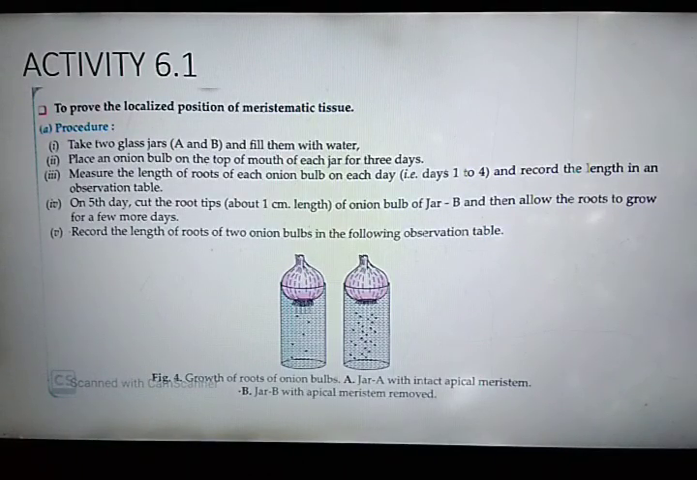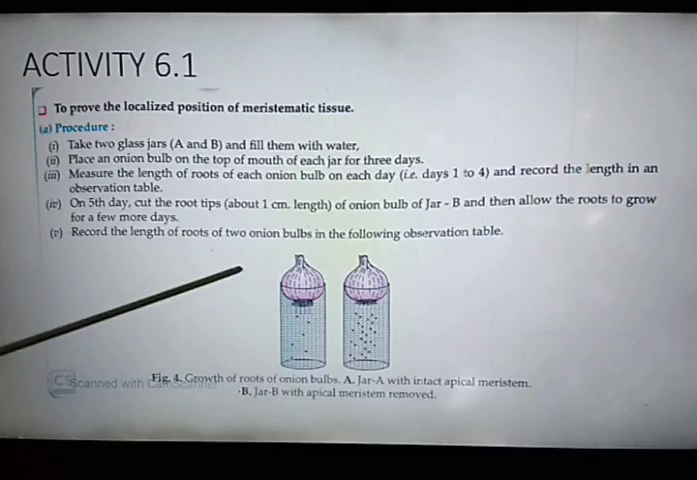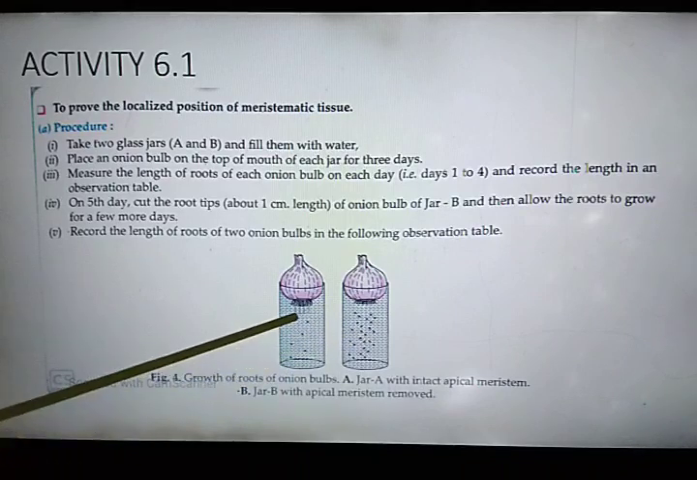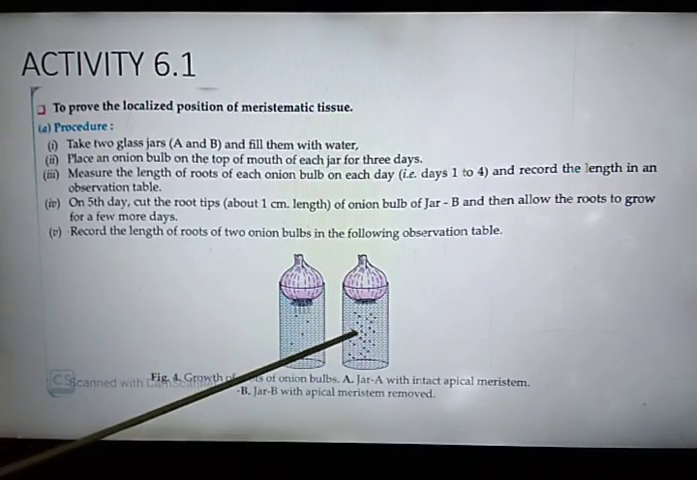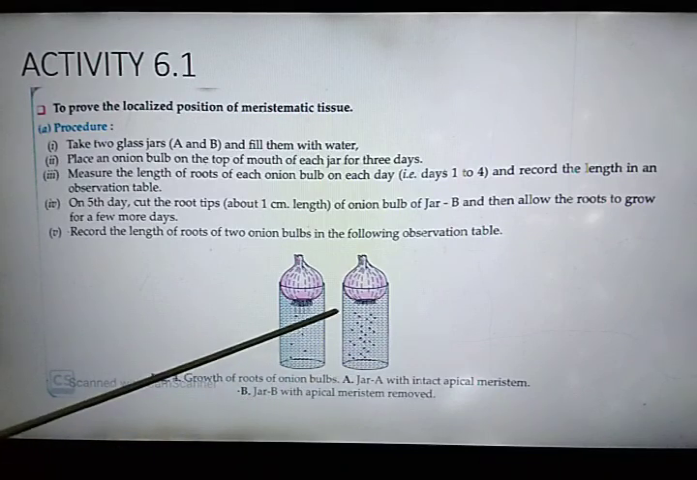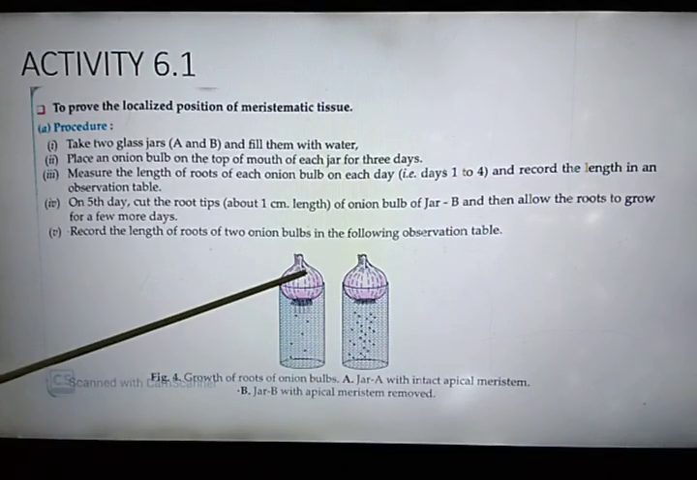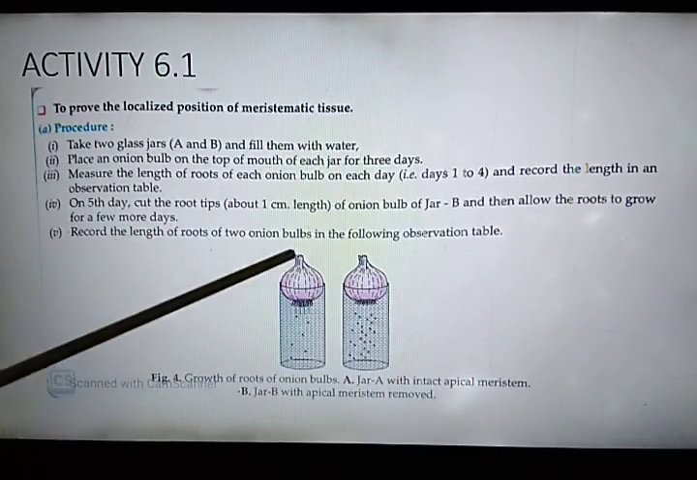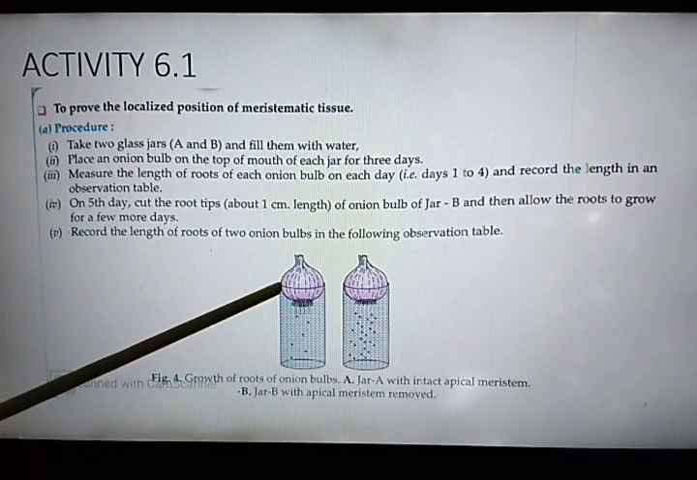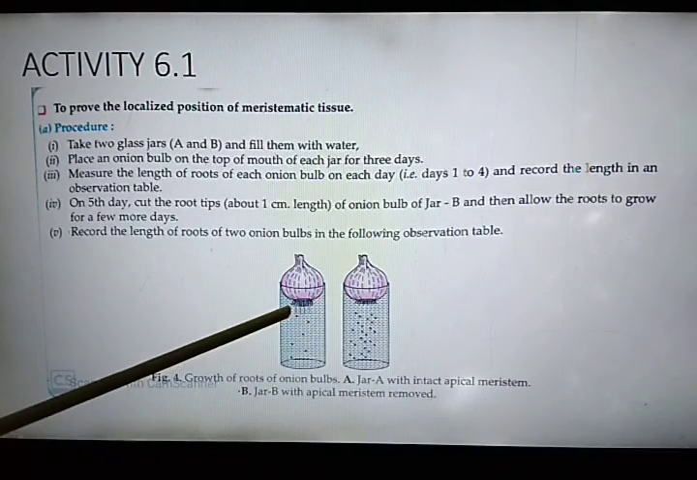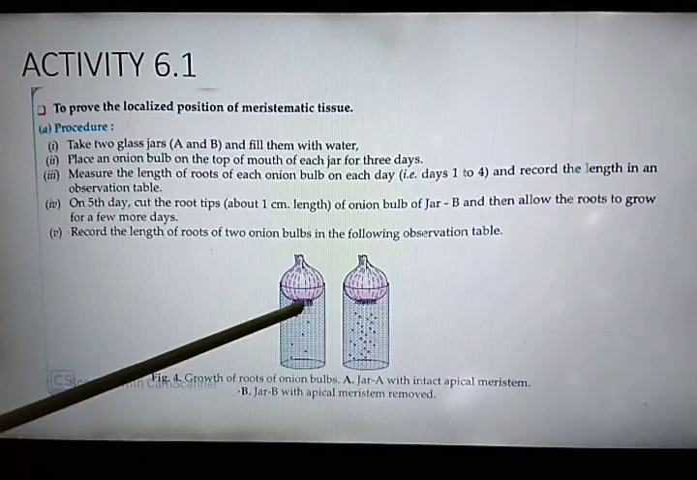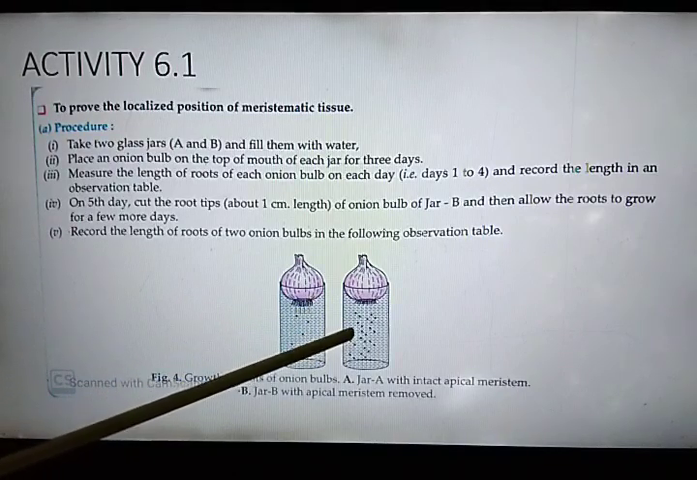You have to take two glasses, any glass, plastic glass, and you have to take glasses according to the width of the onion, so that the onion is not completely immersed, and you have to fill the glasses with water, and mark the glasses A and B. Then you have to keep the onion at the top of the glasses. Keep one thing in your mind, that the onion should not be completely immersed in the water. Only the lower part from which the root grows should be immersed in the water.